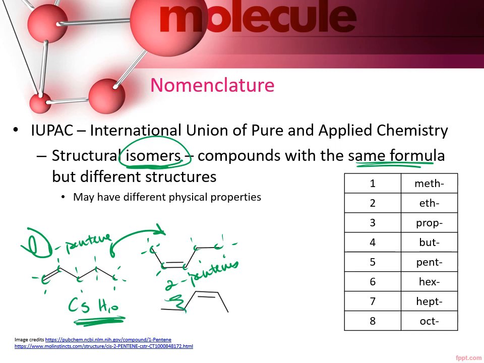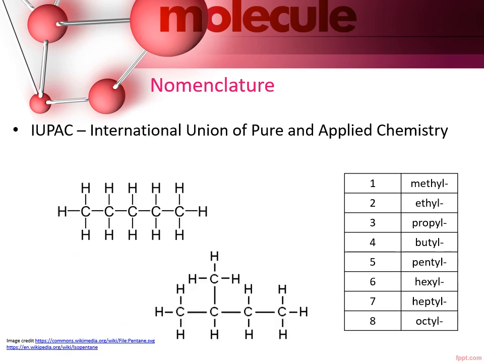Because they have those different structures, they're going to have different physical properties. So far, so good? Good. So here are some more isomers. Both of these guys are C5H12. 1, 2, 3, 4, 5 carbons and 12 hydrogens. Both of these guys are C5H12.